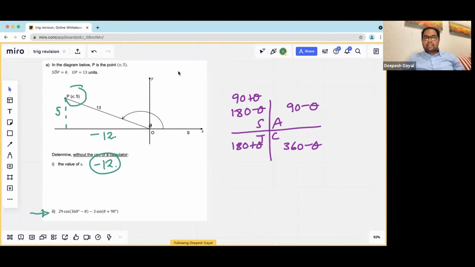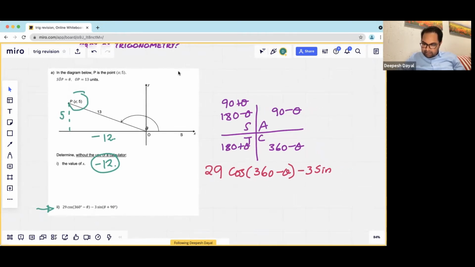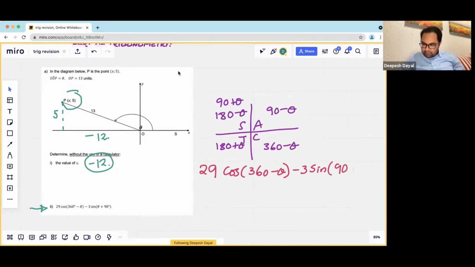So Boitumelo, you said you're stuck. Let's try this. I'm going to write it out a little bit larger so that we can all see it. 29 cos 360 minus theta, minus 3 sine. I'm going to change this to 90 plus theta so that it looks better in terms of the CAST diagram. What do we do with the cos 360 minus theta? It falls here, right? What does that become?